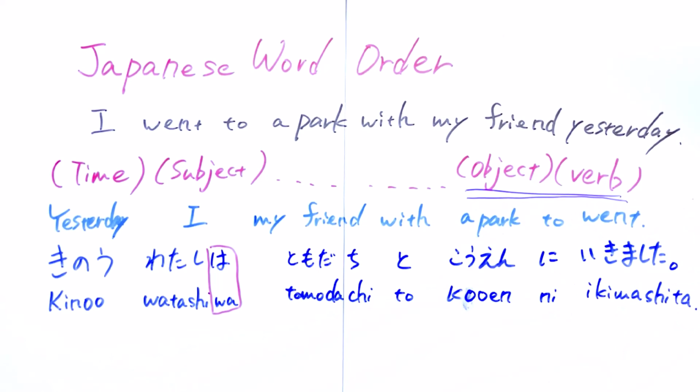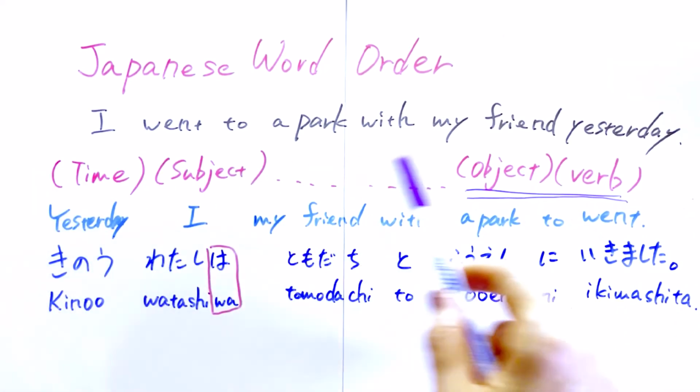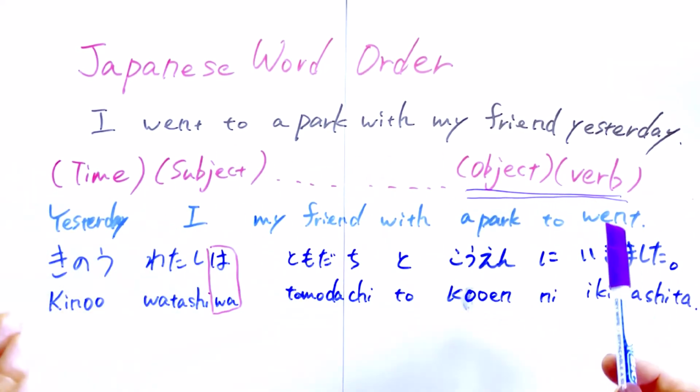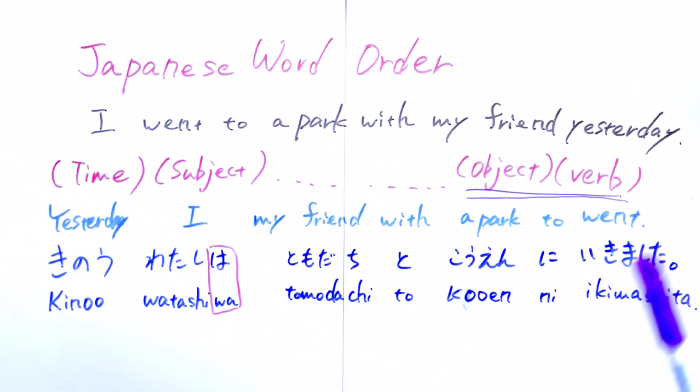So the general word order is this one, and you can see normally the most important part of the sentence comes at the end in the Japanese language. So you have to be patient and then listen carefully or read carefully.